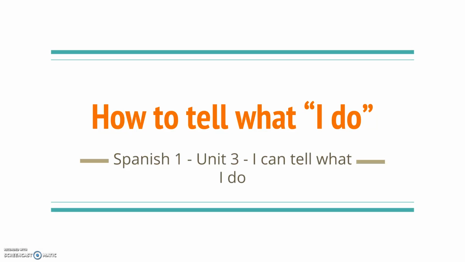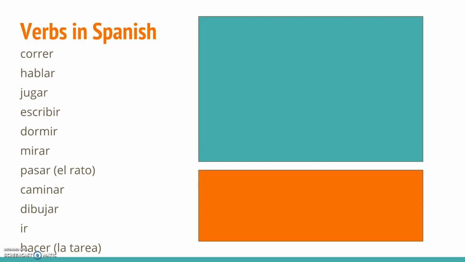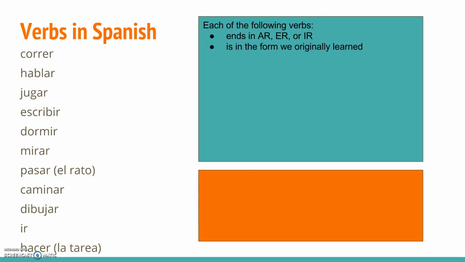You are going to watch this video to help you remember how to make verbs say that I do that action. Look at the list of verbs. What do these verbs have in common? You should notice that each of the following verbs ends in either AR, ER, or IR. You probably can remember that this is the form that we learned when we first began learning verbs in Spanish.